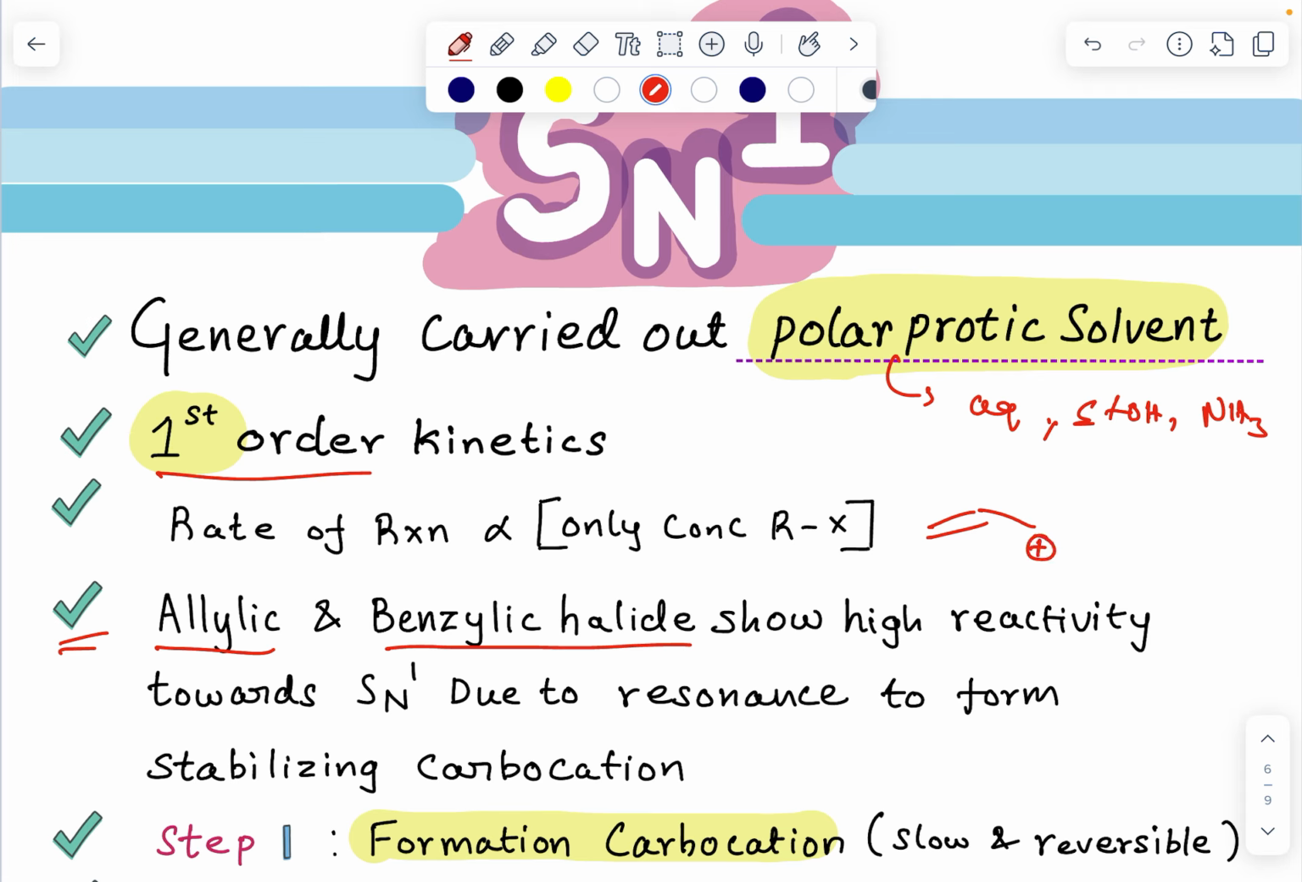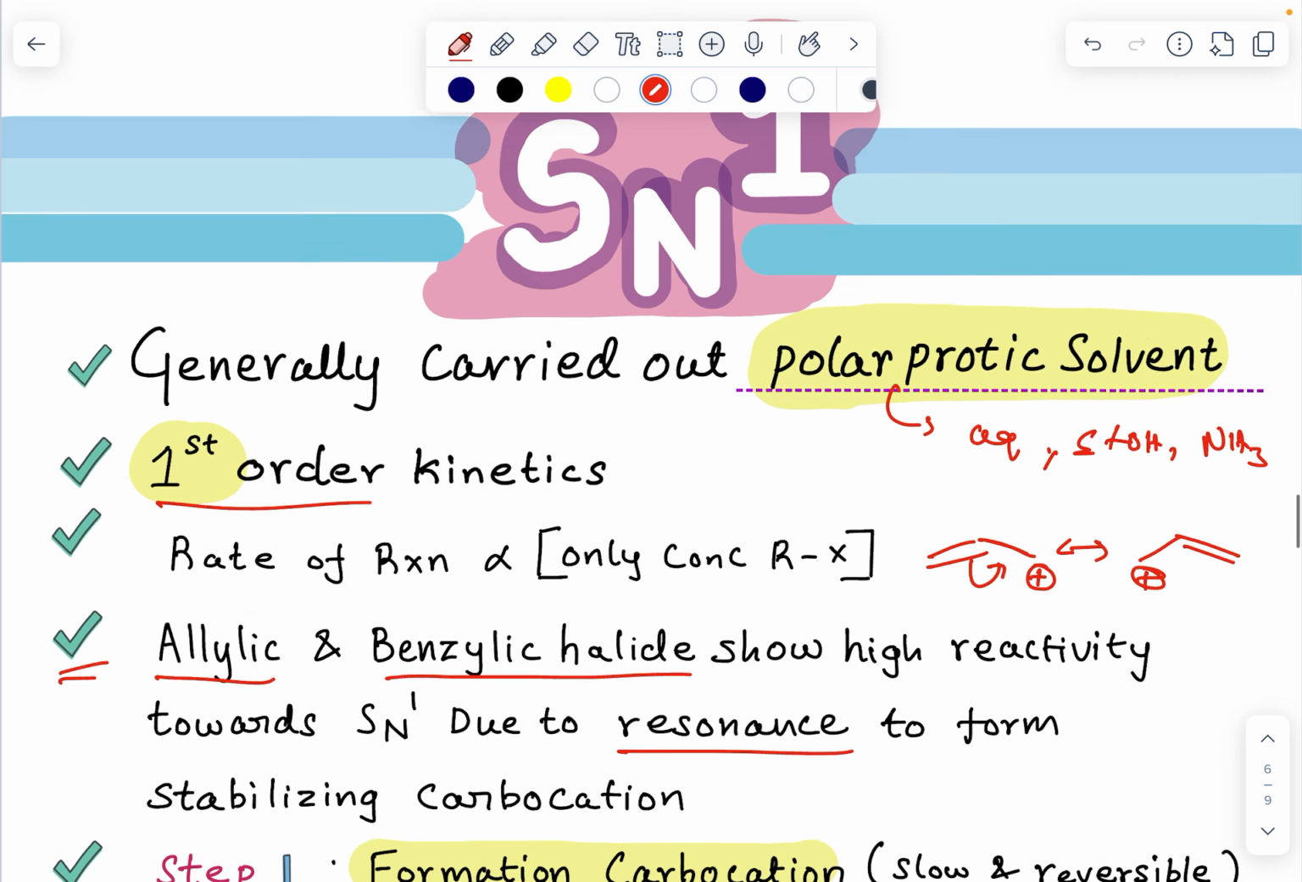In the carbocation, the single bond is next to the double bond, so a resonance effect operates. As a result, I get another resonance structure like this. The same thing happens in benzylic halides also. Due to resonance, it forms a stabilized carbocation. That's why, in comparison with the tertiary carbocation, allylic and benzylic carbocations are more stable.